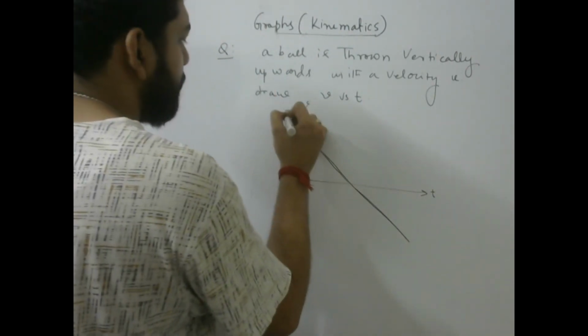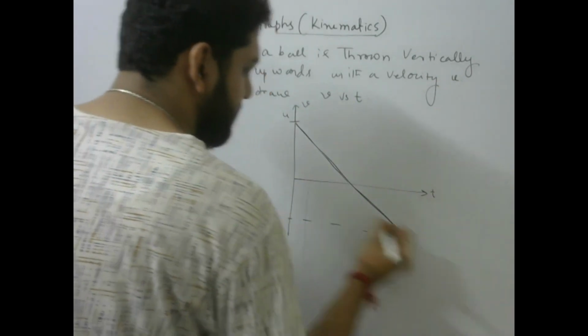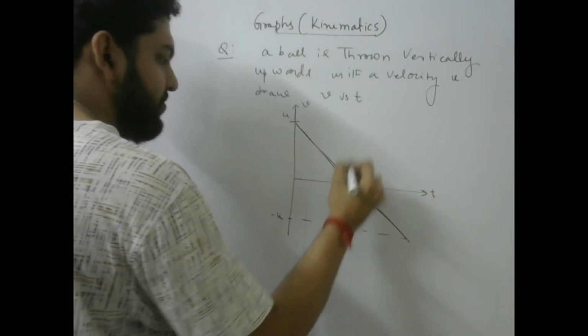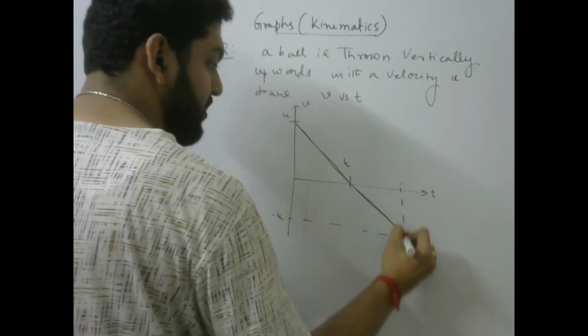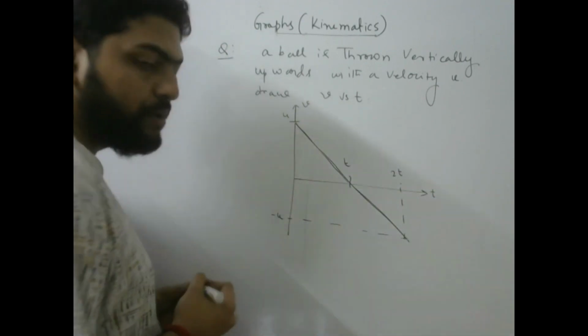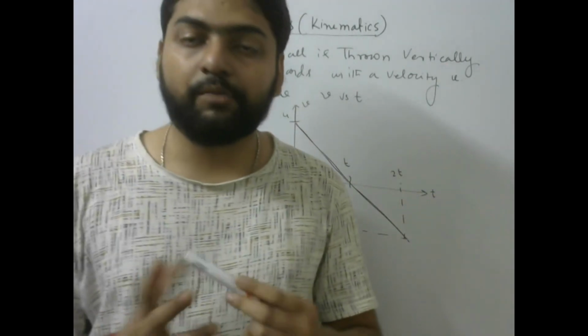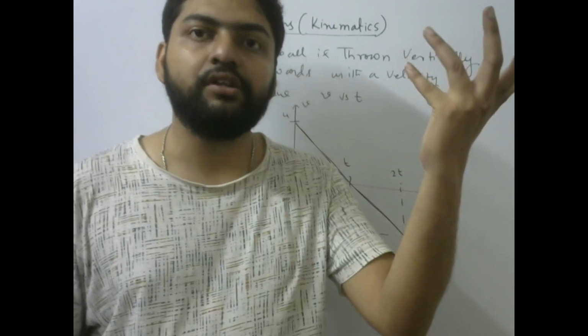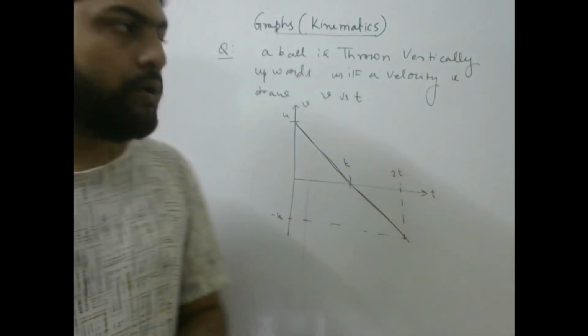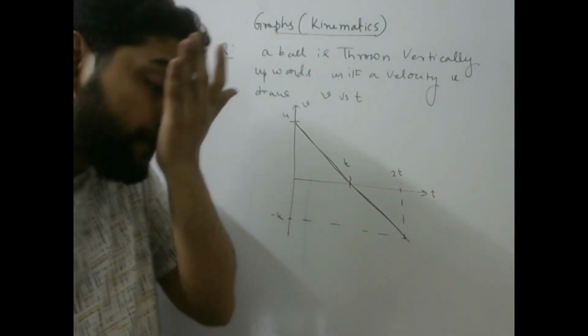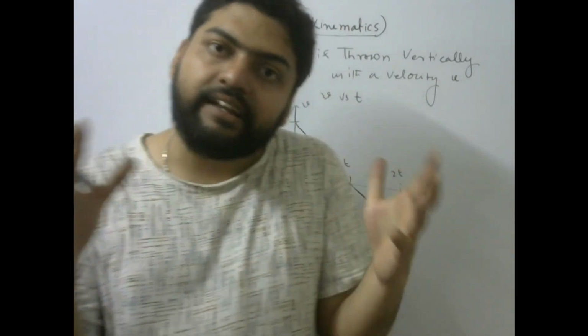So it is your u and this is your minus u. If this is considered as t, this is your 2t. So this will be the graph for a ball thrown in the vertically upward direction. That's all. So what are the discussions we can draw from the kinematics graph?